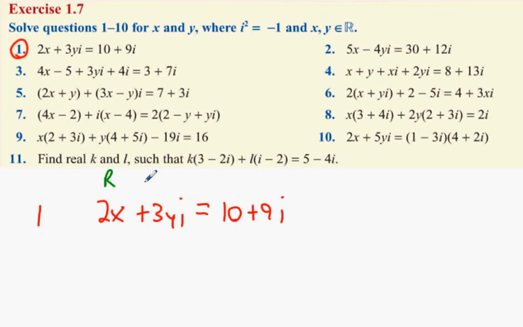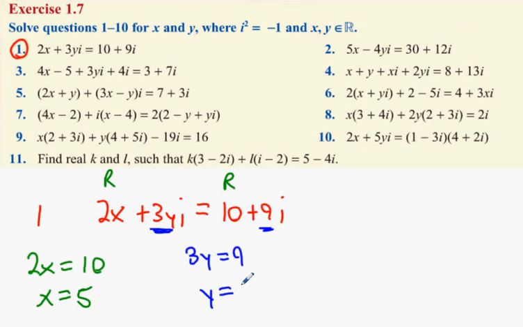So on the left hand side, the real part is 2x. What's the real part on the right hand side? The 10. The reason for that is neither one of them have an i. So what you say is 2x equals 10, x therefore equals 5. Then what about the i part? The 3y must be the same value as 9. 3y equals 9. What does that make the y part? 3. The i can drop because the number in front of the i has to be the same.